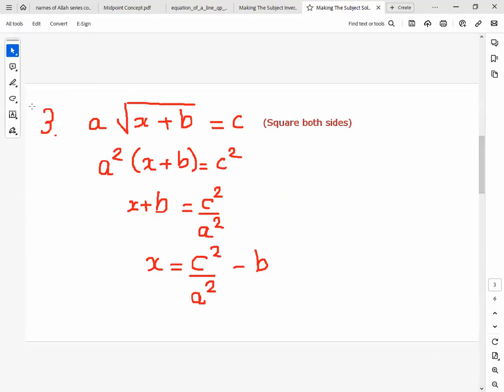Now in this example, you again want to make x the subject. First you need to get rid of the a. You need to divide by a. Or you can square both sides first. So a squared into x plus b is equal to c squared. You square both sides, and then x plus b is equal to c squared over a squared. And then you subtract b from both sides. To get rid of the square root, you square both sides. That's the inverse operation.